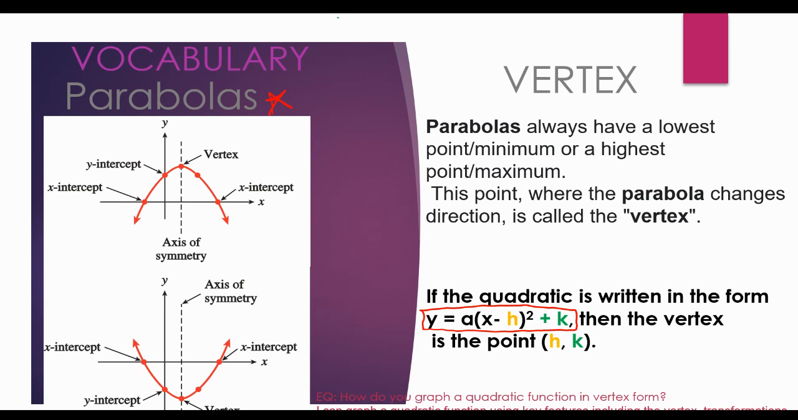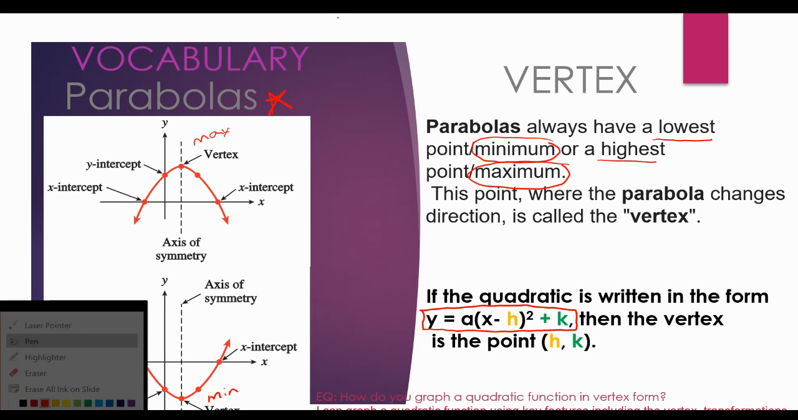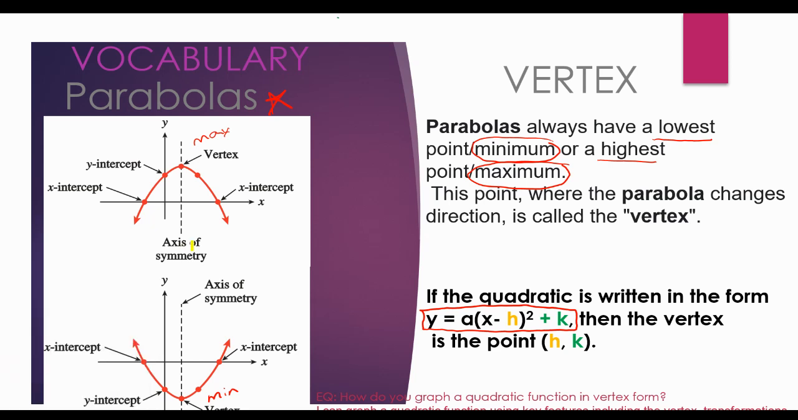Okay, so there's always a lowest point or a highest point. The lowest is called a minimum. The highest is called a maximum. And again, I just want you to listen. So the top graph, this one right here has a maximum at the vertex, and this one has a minimum at the vertex. So then there's also these fancy words here, axis of symmetry.